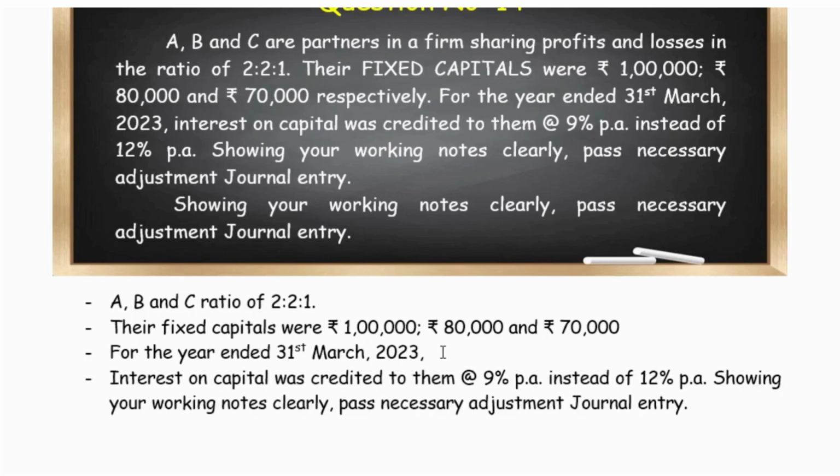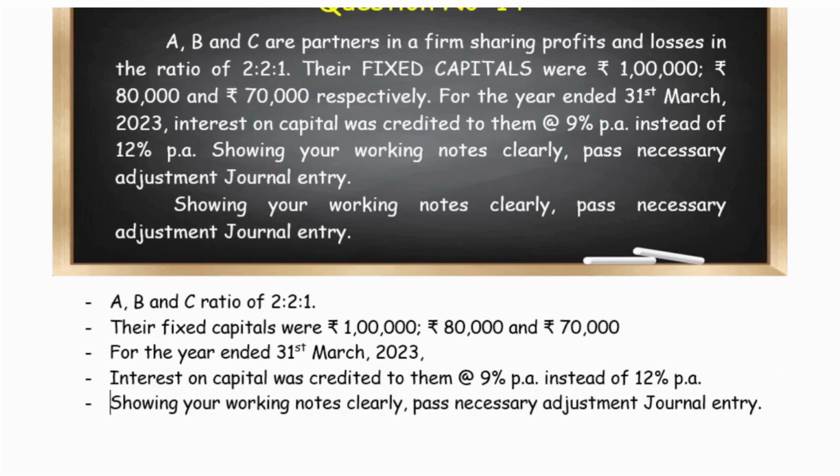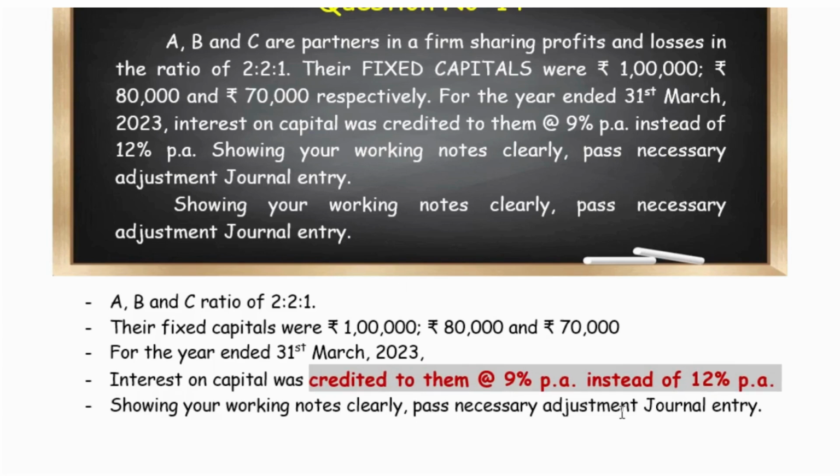Interest on capital was credited at 9% instead of 12%. This is the bottom line of the question. That is, the partners are entitled to receive 12% interest on capital, but they were given only 9%. That is, less percentage was given. In the previous question, excess percentage was given. Now less percentage was given.